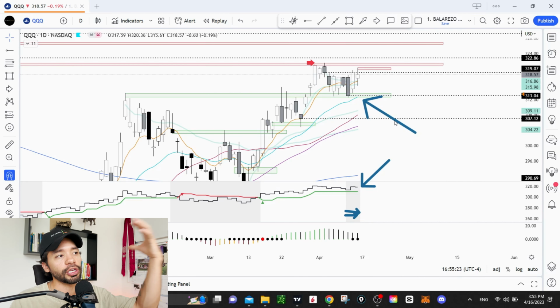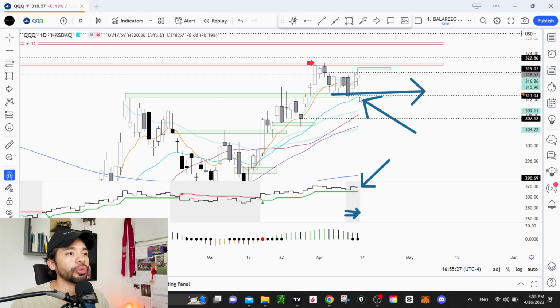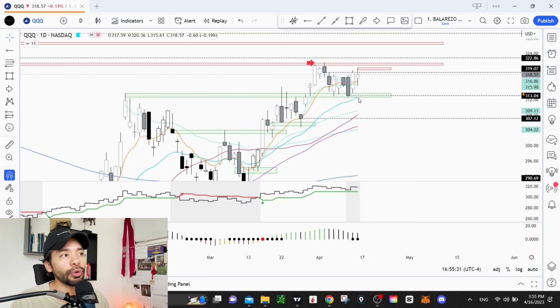You can see that the 21 exponential moving average is rising, so any pullback into that 21 exponential moving average should act as support, and then perhaps that's exactly what we need before moving into the next level, and then the ultimate target is going to be 330. But holding the 21 exponential moving average is going to be really important going into next week.